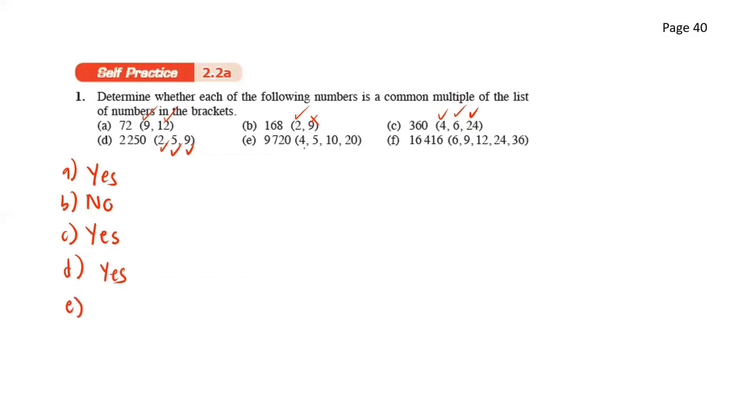For E, 9720 can be divided by 4, 5, 10, and 20, which means it is a multiple of these numbers, so yes. And lastly, for F, 16,416 can also be divided by 6, 9, 12, 24, and 36, which means the answer is also yes.